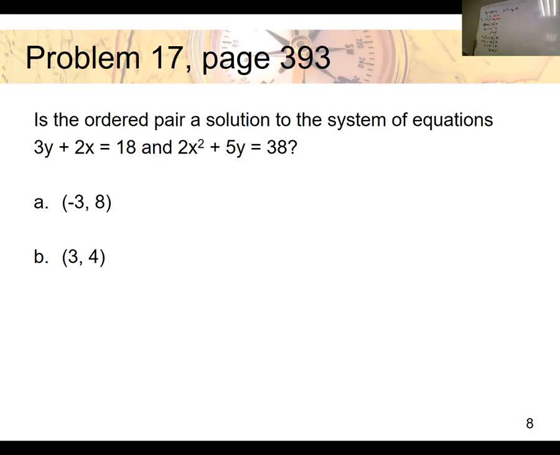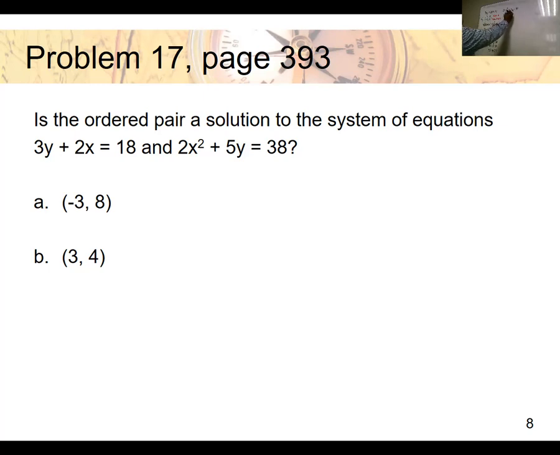Not a solution. All right, any questions on part A? Okay, now part B is the ordered pair 3, 4. And I want to know, is that a solution to that system of equations?